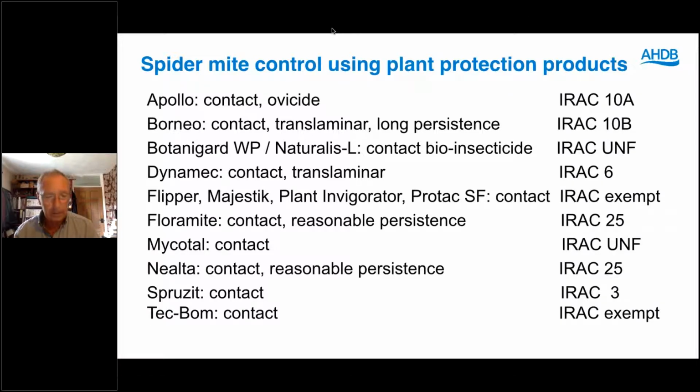Naturalis is on label. Nealta is a new acaricide, with a different code number again, related to Floramite, so don't go using one after the other. That one again has ornamentals on label. Spruzit again, contact, on label.